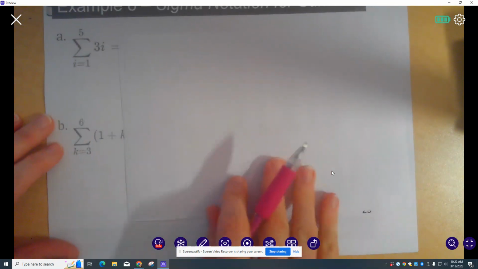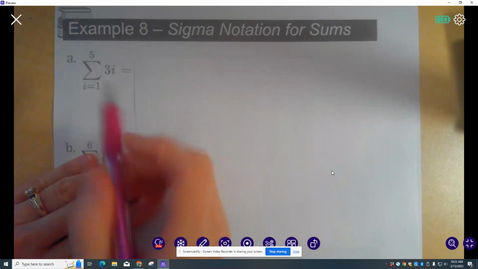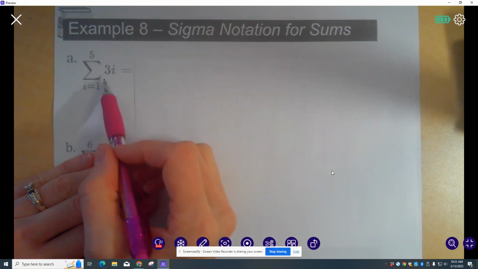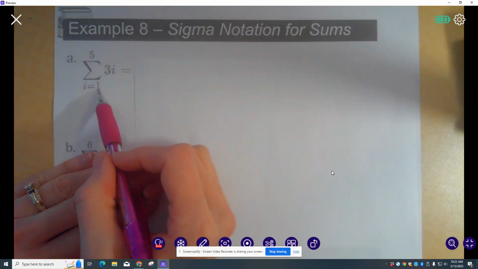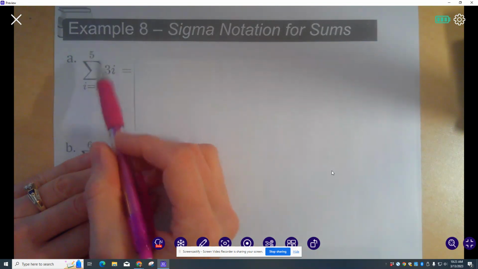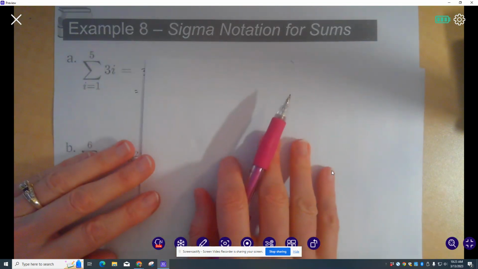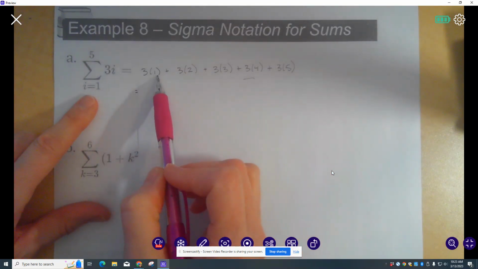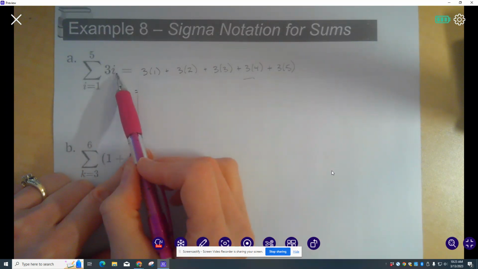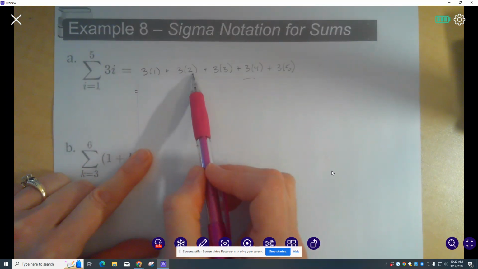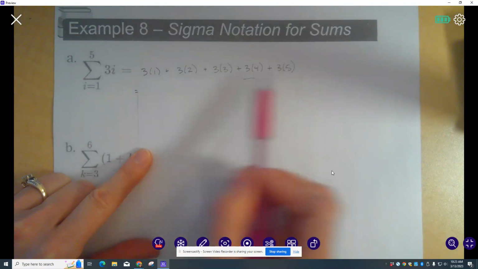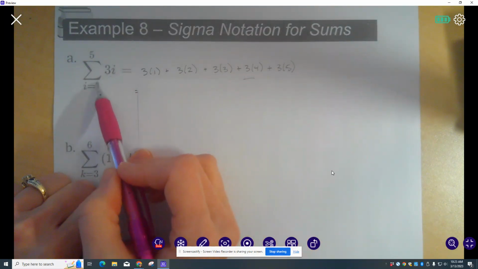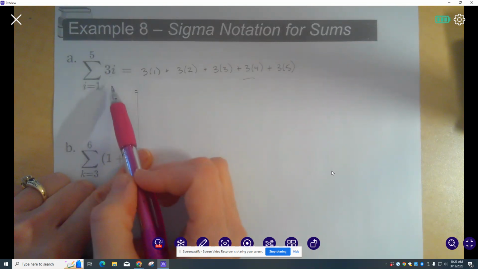This is example 8, and you have the summation symbol, so you know you're adding up the terms here. The first one is when we replace i with a 1, and then we replace i with a 2, a 3, a 4. We're going to stop when i equals 5. So when i equals 1, instead of 3 times i, we have 3 times 1. When i equals 2, I put a 2 here, so that will be 3 times 2. Then when i equals 3, 4, and 5. Every time I'm substituting these values of i into this expression.